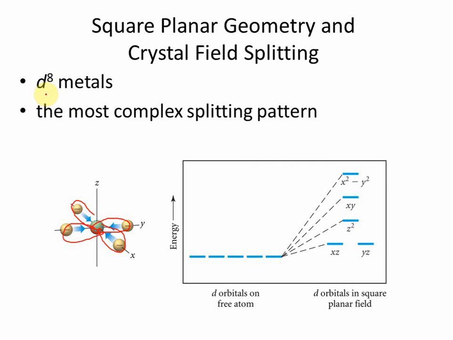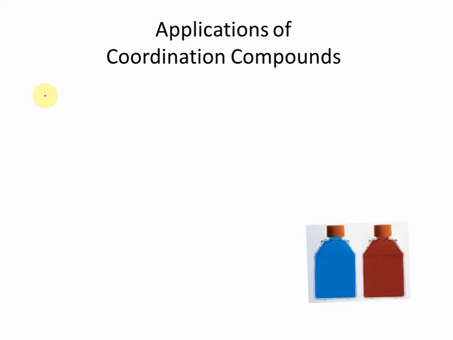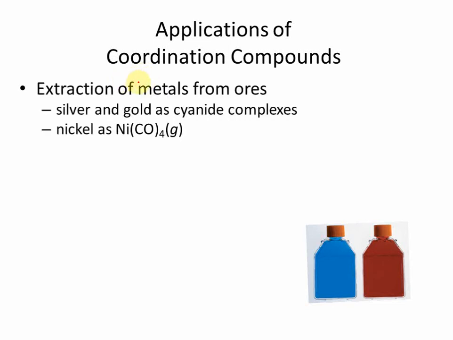So we just want to look at some of the applications of coordination compounds. Coordination chemistry is used to extract metals from ores. For example, silver and gold are extracted as cyanide complexes. Nickel, they actually use carbon monoxide to make nickel tetracarbonyl. So when they're extracting nickel from the ore, they actually produce nickel tetracarbonyl, but this is a very volatile and very deadly compound, one of the most deadly compounds known.